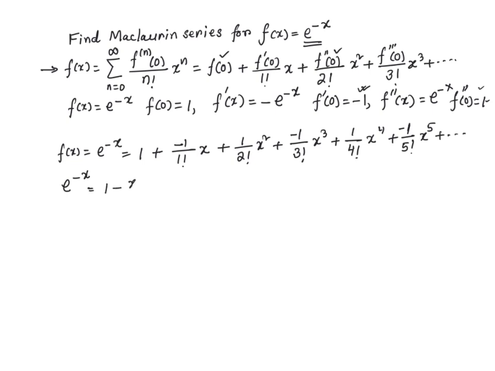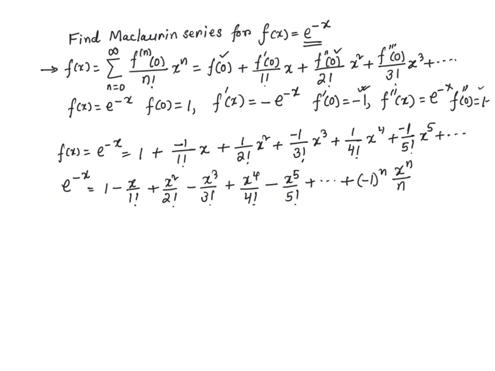1 minus x over 1 factorial plus x squared over 2 factorial minus x cubed over 3 factorial plus x to the power 4 over 4 factorial. Oh, okay, no, I got it right. I thought for a second I made a mistake. Then minus x to the power 5 over 5 factorial plus dot dot dot, plus the nth term will be negative 1 to the power n times x to the power n over n factorial, and it keeps going.